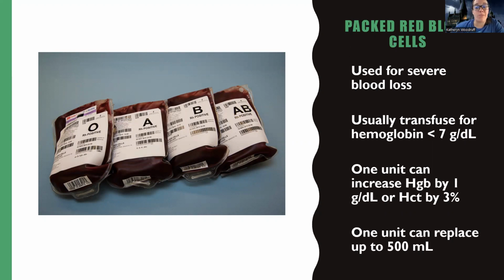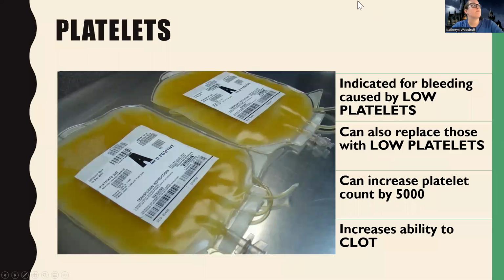So PRBCs, or packed red blood cells, are given for blood loss. And like I said earlier in my other video, we usually don't give them unless the hemoglobin is less than 7. One unit can increase your hemoglobin by about 1 point or your hematocrit by 3%, and it's about 500 mils in each of those bags. So this is all about blood loss. If I'm missing blood, I'm going to replace it with blood.